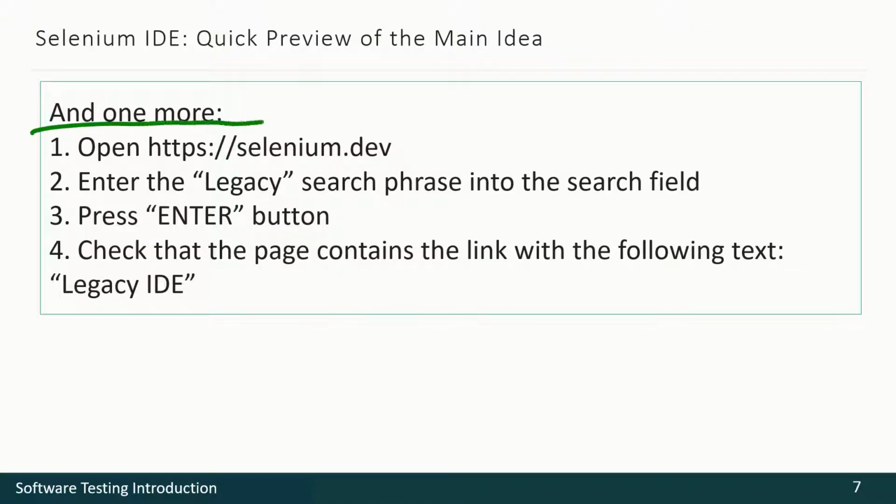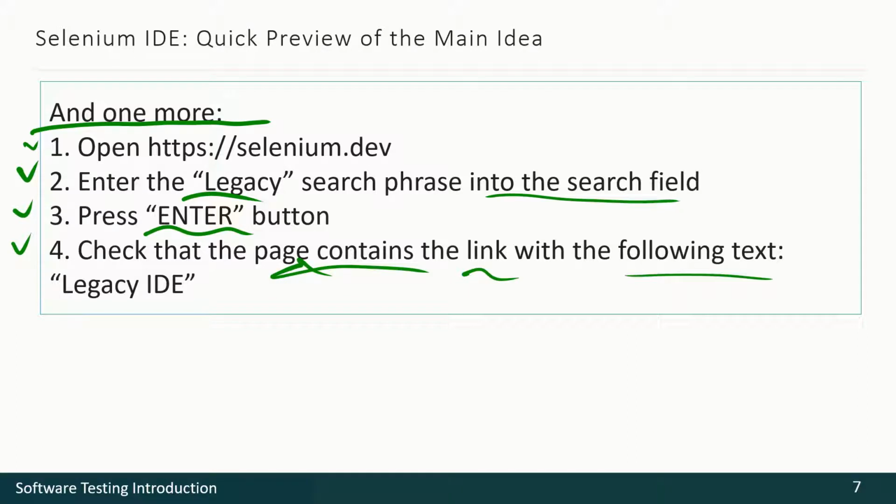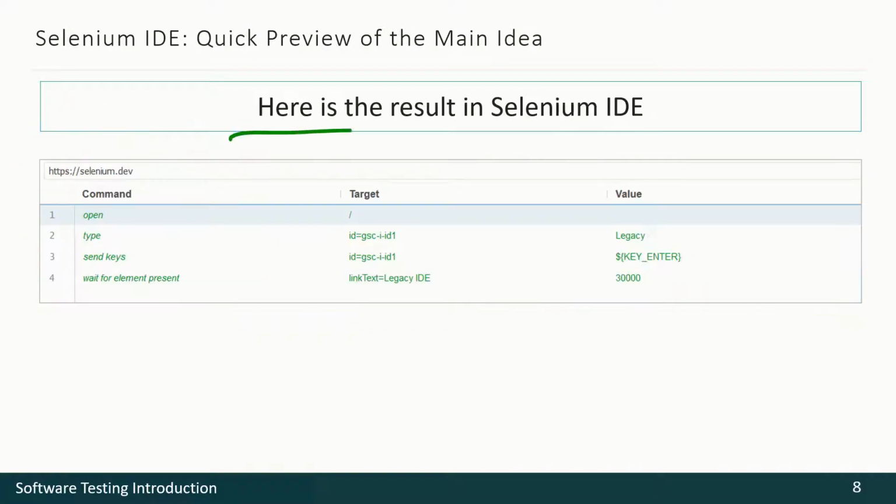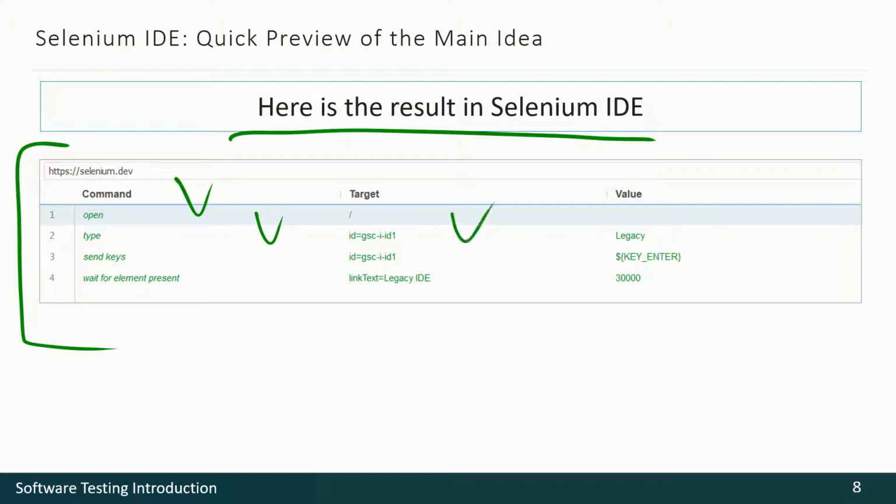And one more test case here. Opening the same URL, entering some text into some field, pressing the enter button, and checking that the page contains a link with some human readable text. Here is the result as a slide, so you may pause the video and look through the script. Maybe you'll have some questions. And now we shall review this script in Selenium IDE itself and hopefully answer all those questions.